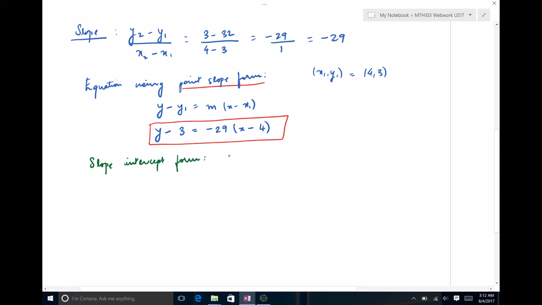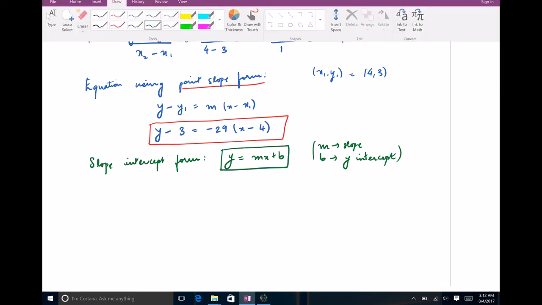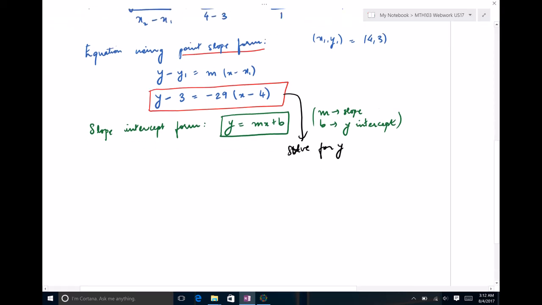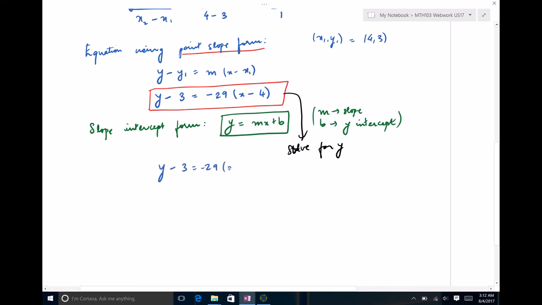Now the slope intercept form of an equation is given by y equals mx plus b, where m is the slope of the line and b is the y-intercept of the line. Now we don't know what the y-intercept is, but we need an equation that looks like this. All we need to do to make an equation look like this is we need to take the equation that we previously had and you just need to solve this equation for y. So I'm going to rewrite this as y minus 3 equals negative 29 times x minus 4.